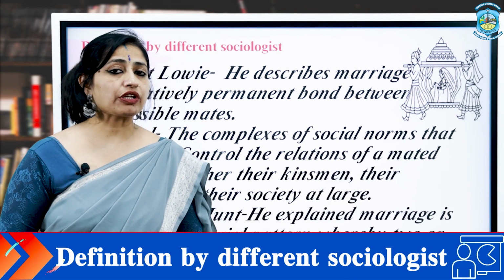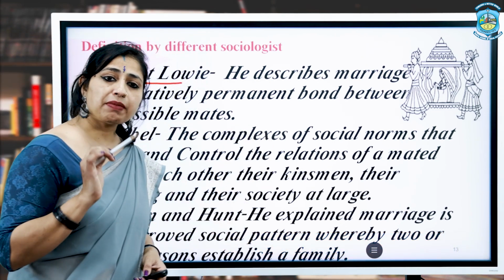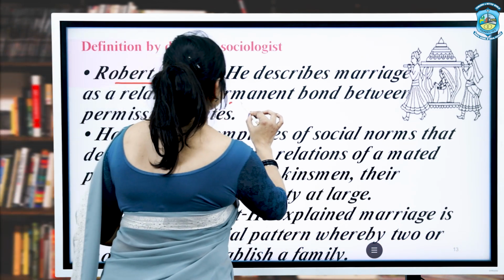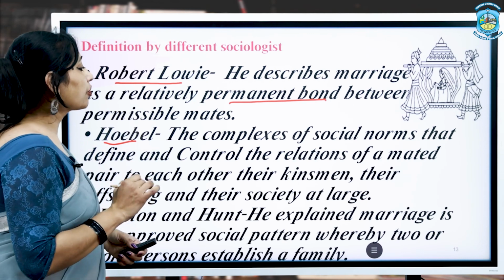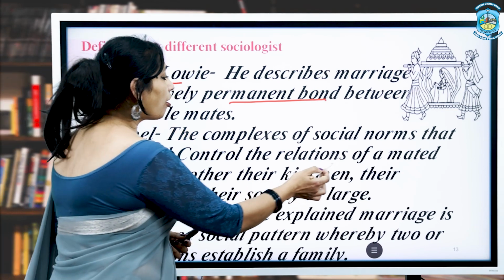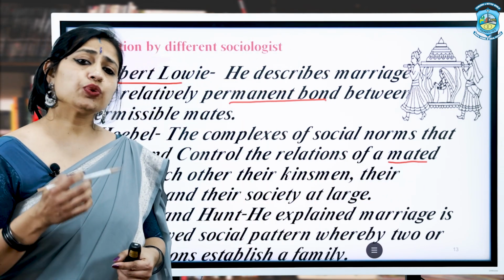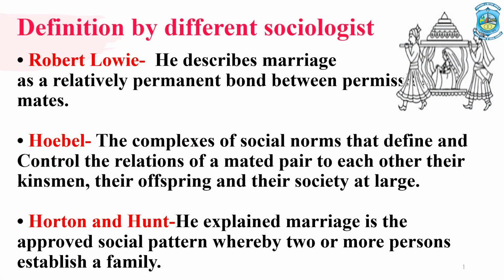Let's see what are the views of various sociologists as per their definitions. According to Robert Lowie, he describes marriage as a relatively permanent bond between permissible mates. As per Hoebel, it is the complex of social norms that define and control the relationship of a mated pair to each other, their kinsmen and their offspring and their society at large. As per Horton and Hunt, marriage is the approved social pattern whereby two or more persons establish a family.